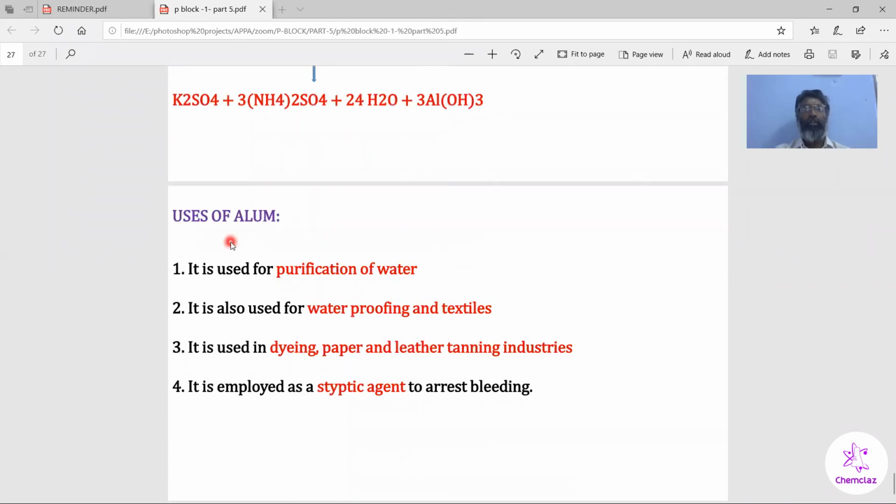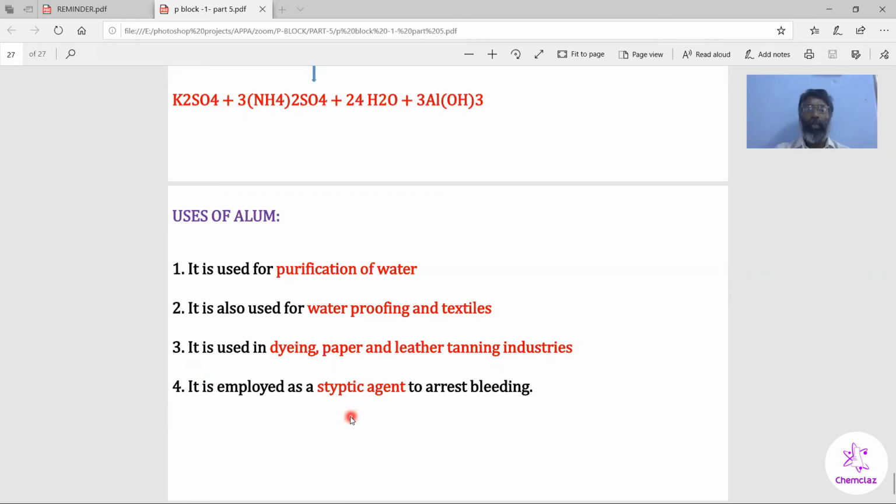The next one is uses of potash alum. It is used for purification of water. Then it is used for waterproofing and in textiles. Then it is used in dyeing, paper, and leather tanning industries. It is also used as a styptic agent to arrest bleeding. Styptic agent means a coagulating agent.